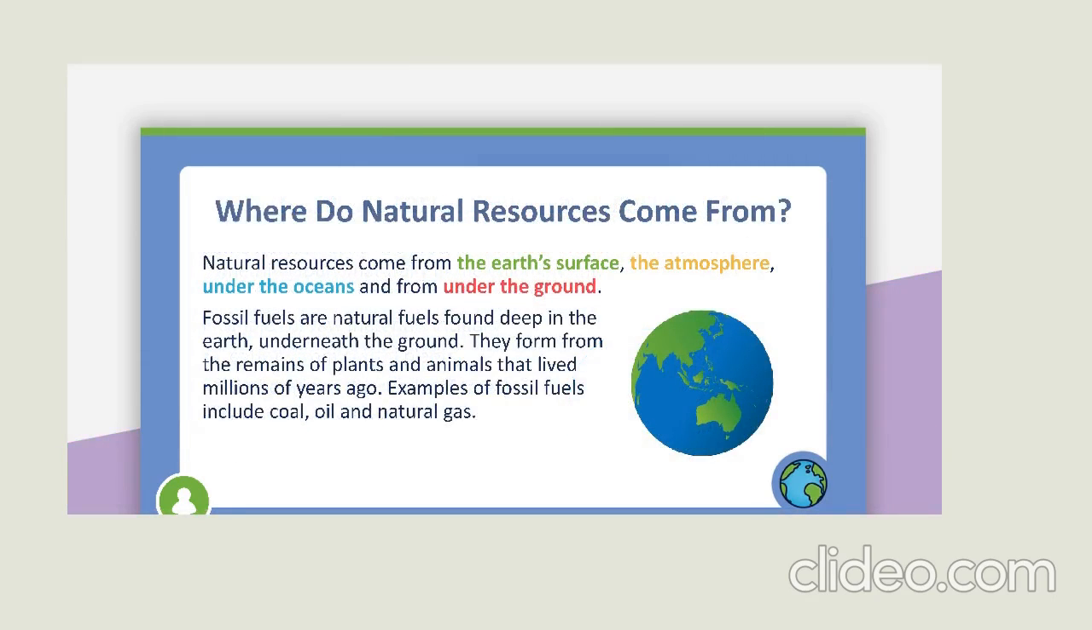So where do natural resources come from? The main sources of natural resources are the earth's surface, the atmosphere, under the ocean, and from under the ground. For example, fossil fuels are natural fuels found deep in the earth underneath the ground. They form from the remains of plants and animals that lived millions of years ago. Examples of fossil fuels include coal, oil, and natural gas.